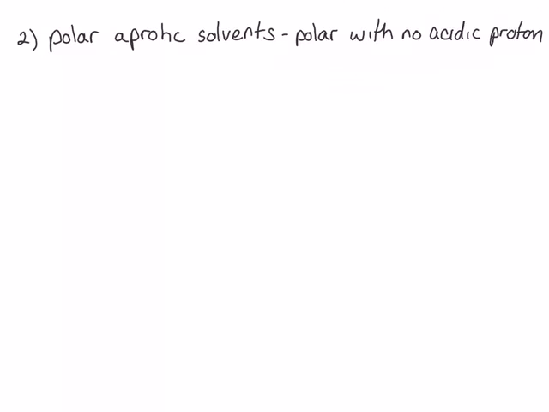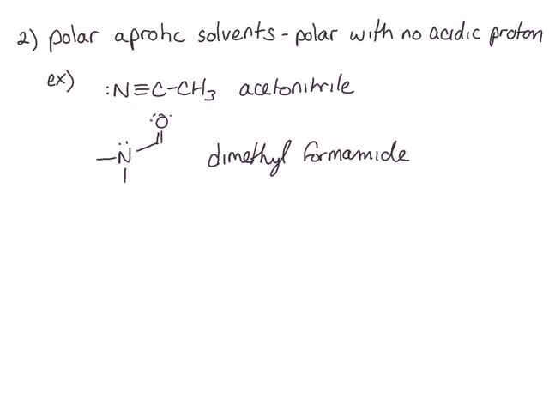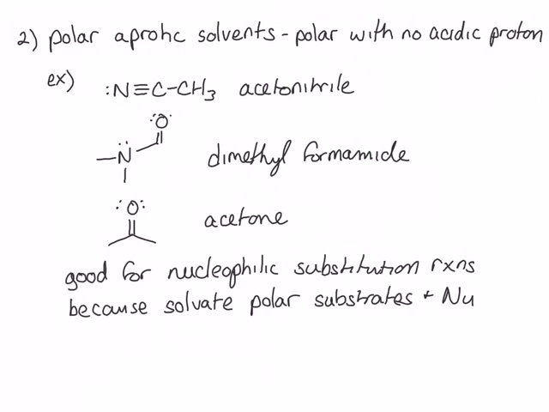The next class of solvent are polar aprotic solvents. These are polar solvents that do not contain an acidic proton. Examples include acetonitrile, dimethylformamide, and acetone. These make good solvents for nucleophilic substitution reactions because the polar substrates and nucleophiles are soluble in these polar solvents. Also, because they cannot form hydrogen bonds to the nucleophile, they don't affect the nucleophilicity.